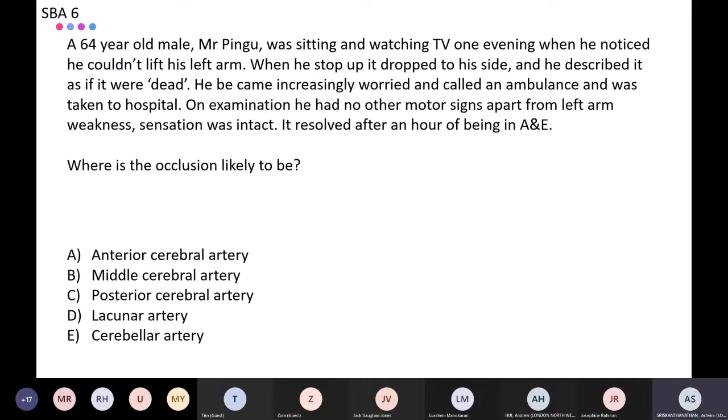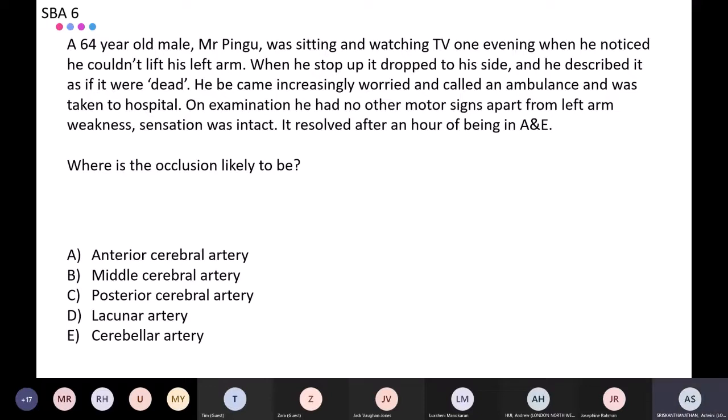I'll give you 10 more seconds. I don't think most people have answered yet. About 5 more seconds, just wary of time, so I don't want to leave it too long. Okay, all right, I'm going to stop the poll now.